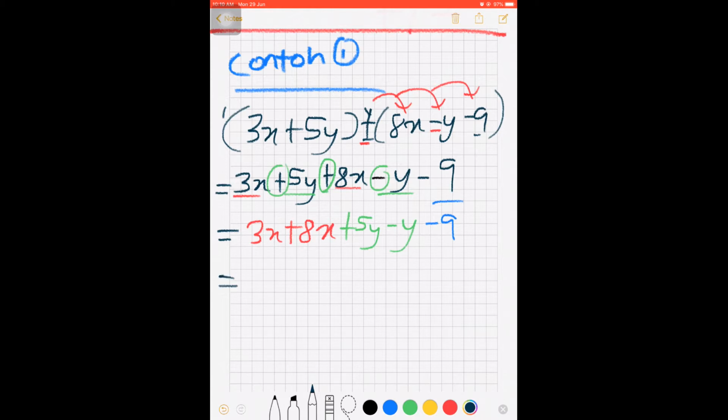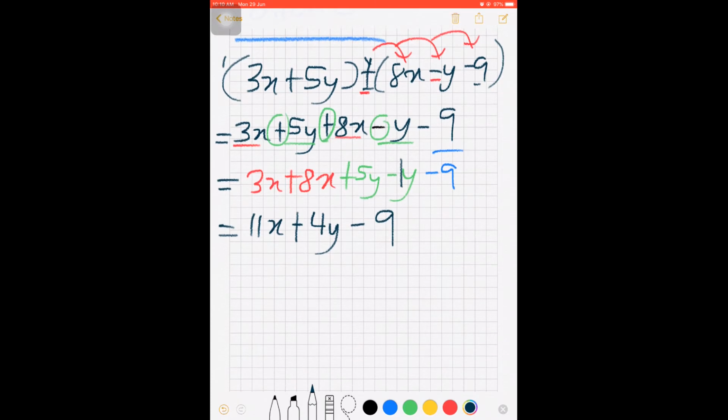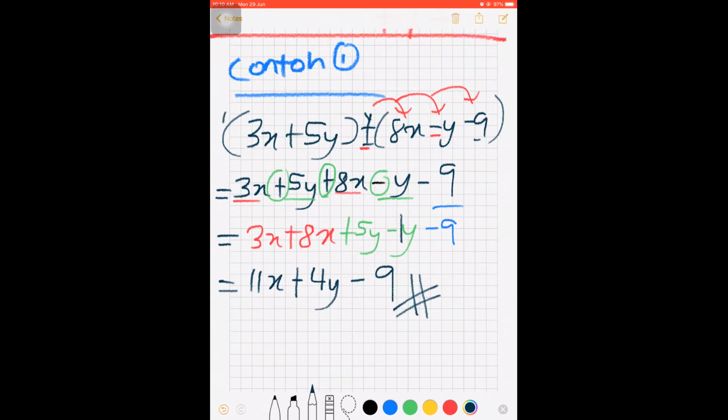So the answer here, 3 plus 8 is 11x. 5y minus y. When it's just y, that means it's 1y tau. So 5y minus 1y becomes positive 4y. And then minus 9, just minus 9 lah, because there's nothing. And then this is the answer. No need to do anything else. This is the final answer.